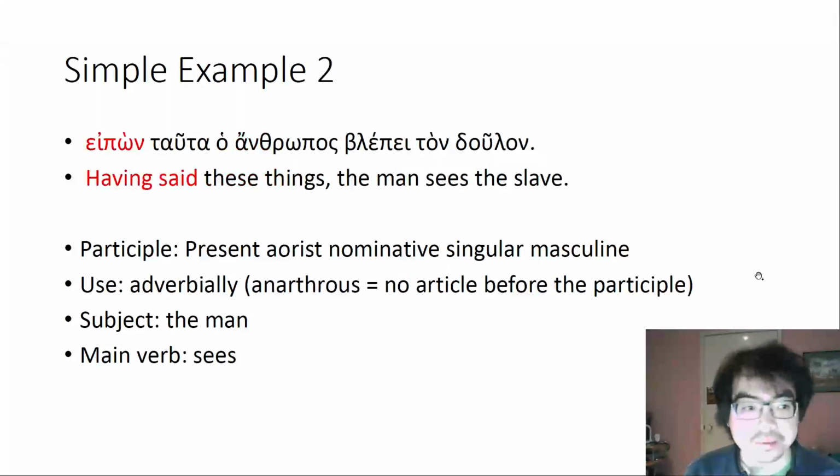Its use is adjectival as it is arthrous, because there is an article before the participle, and it further describes the man. Now, an example of an adverbial use is "eipon tauta ho anthropos blepei ton doulon," which means "having said these things, the man sees the slave." The participle is aorist, nominative, singular, masculine, and is used adverbially as it is anarthrous, because there is no article before the participle, and it further describes how the man sees.